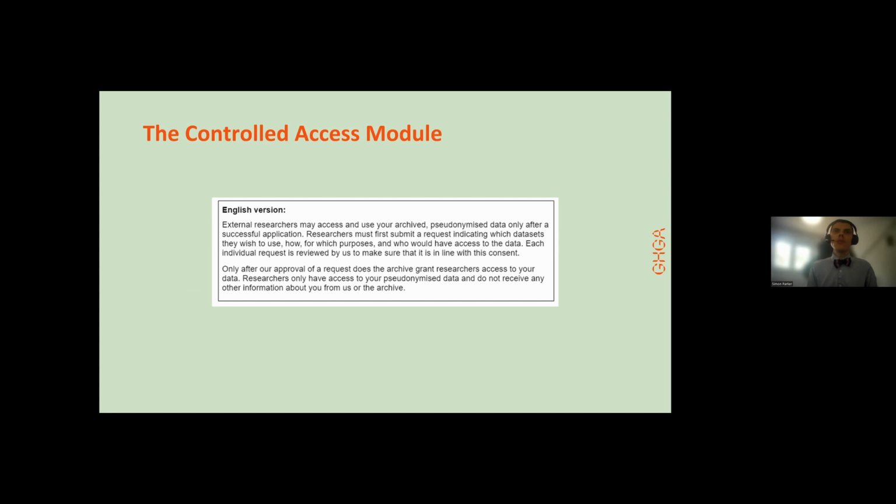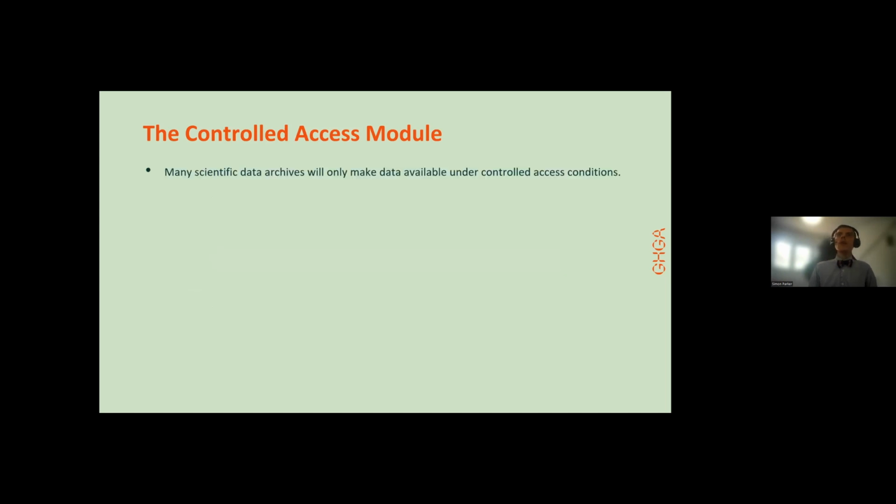Each individual request is reviewed by us to make sure that it is in line with this consent. Only after our approval of a request does the archive grant researchers access to your data. Researchers only have access to the pseudonymized data and do not receive any other information about you from us or the archive. So the key point here is that we're explaining what is meant by controlled access and how that process is going to be implemented by the archive.